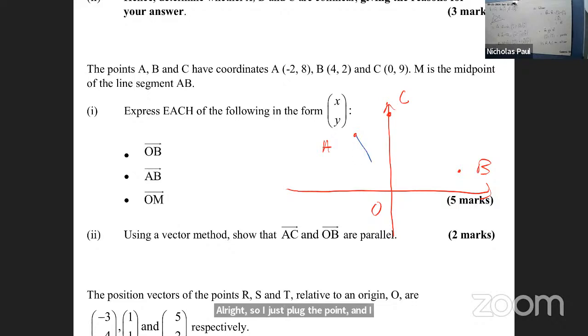O to A is here. O to C is here. O to B is here. That's all I did. What is OB? What is OB? Jeremy, OB is what?